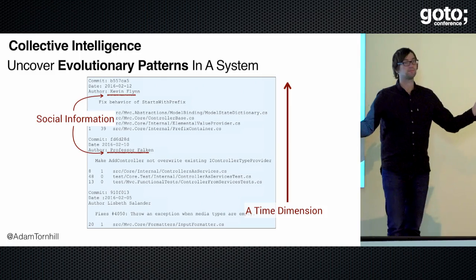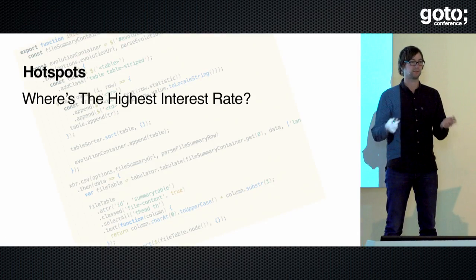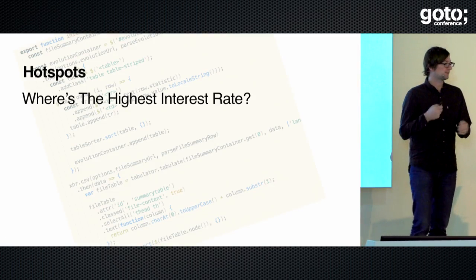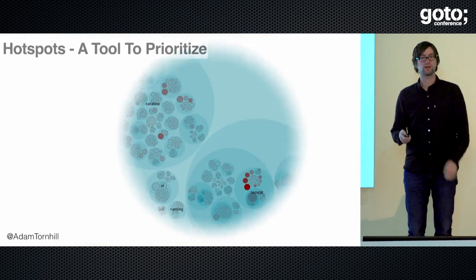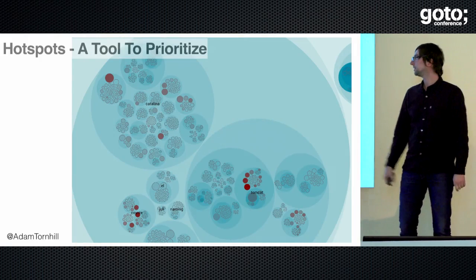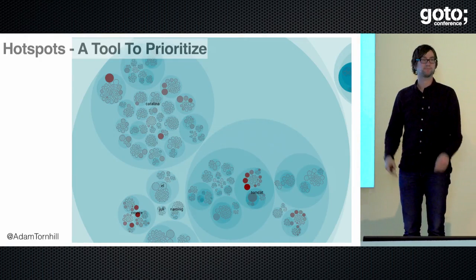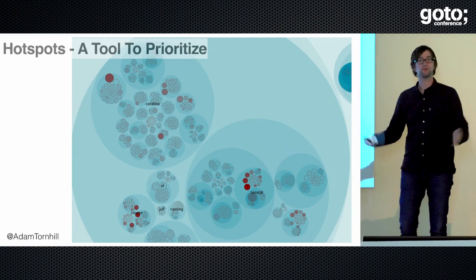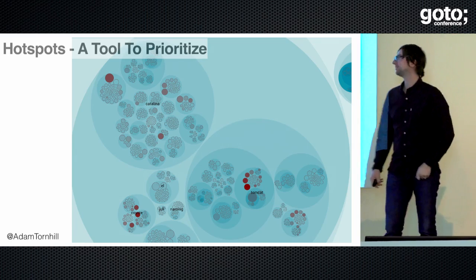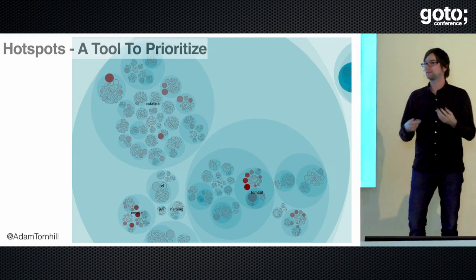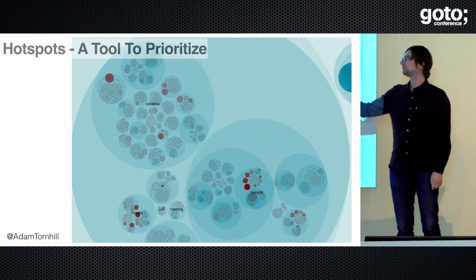So let's embrace version control data, and let's see how it helps us find code with high interest rate. My starting point here is a concept I call hotspots. Let me show you how that works. This is a hotspot analysis of a well-known Java system, Tomcat. Has anyone worked or used Tomcat? Yeah, a lot of you. Cool.